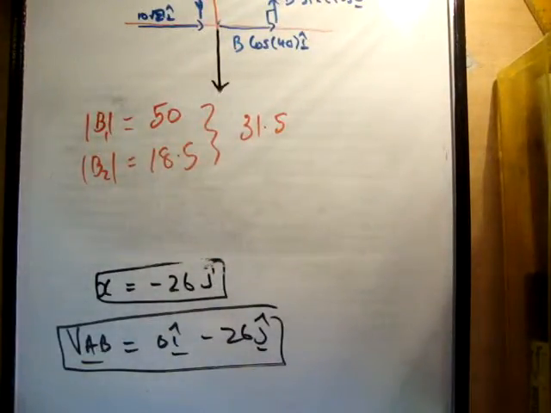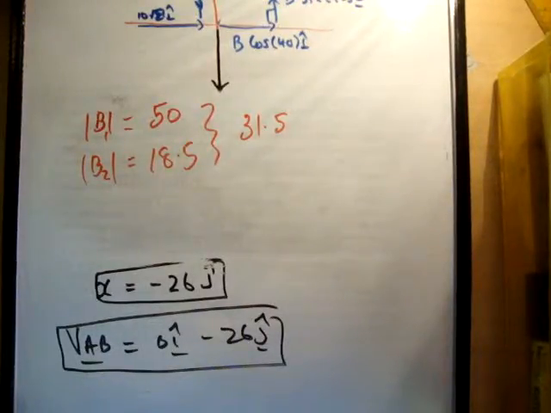Let's have a look at that at the back of the book. 4B question 21. Yes, and 31.5 kilometers an hour is correct.